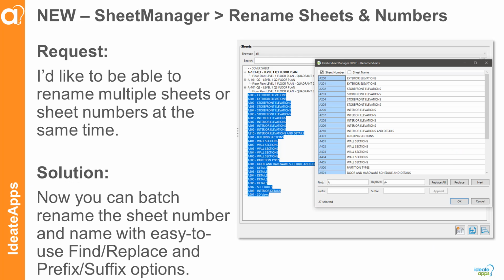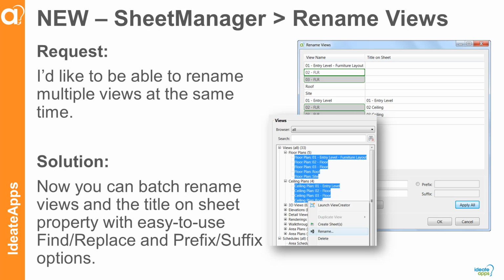Sometimes you just want an easy way to rename or renumber multiple sheets at the same time. Perhaps you had a spelling error, or you want to add a prefix or suffix to your sheet names to indicate a project phase. With Ideate Sheet Manager, you can select multiple sheets at any given time and use the Find and Replace or prefix and suffix options to rename sheet text. Similar to the Rename Sheets workflow that was previously mentioned, you can now use Ideate Sheet Manager to bulk rename views and the title on sheet parameters by using the Find and Replace or prefix and suffix options.